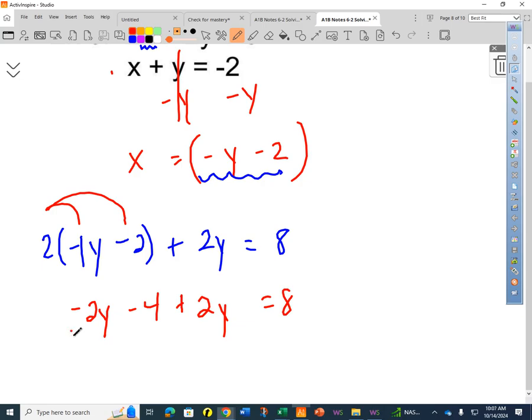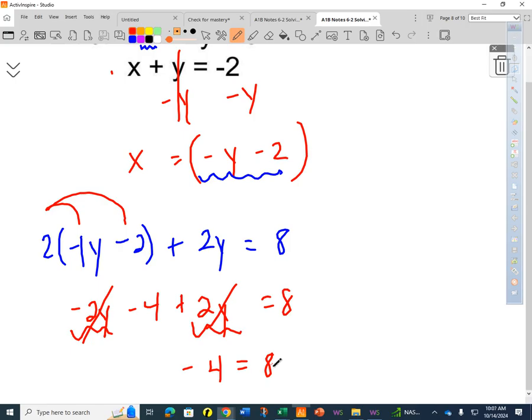I'm going to combine my like terms. What is negative 2y plus 2y? 0, right. So they're opposites. So we're going to scratch those out because they equal 0. And what we have left is negative 4 equals 8. So here, our variables are gone. We don't have variables anymore. We say that they disappeared.